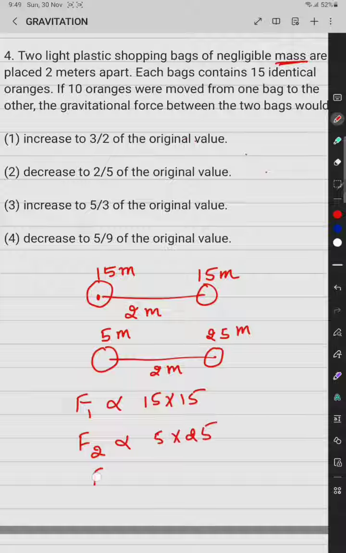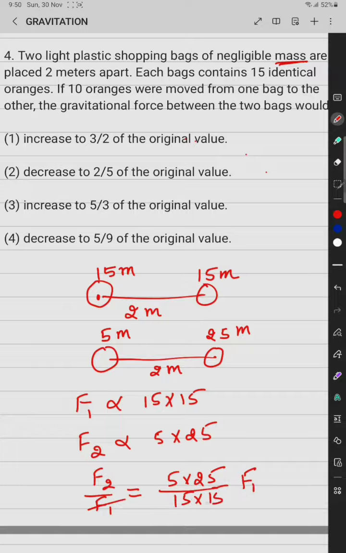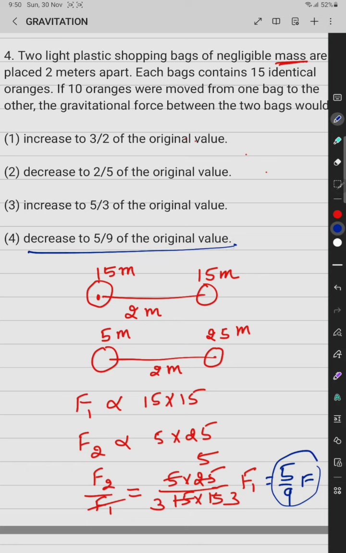So we can say the ratio of the second situation force F2 to the first situation force is equal to 5 into 25 divided by 15 into 15. So it is 5 by 9 times the initial force, which means the correct option is the fourth one.